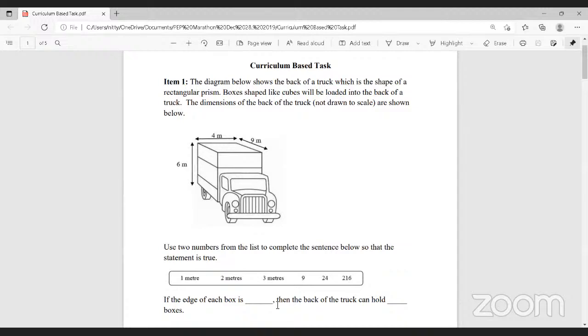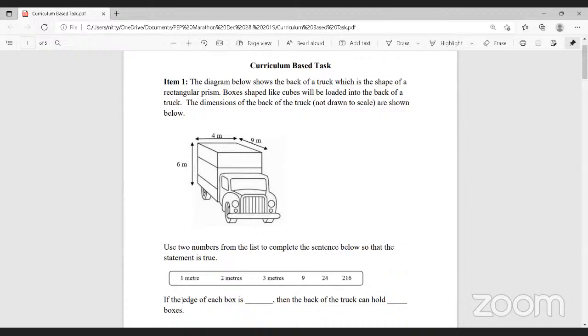Go ahead and think about this. Based on this item here, we are definitely looking at solids because it says rectangular prism. It says boxes shaped like cubes will be loaded into the back of this truck. And if we're thinking about cubes and loading in and looking at the dimensions, we're talking about the volume of the back of the truck as well. So we're going to use two of these numbers from the list to complete the sentence below to make the statement true. We have 1 meter, 2 meters, 3 meters, 9, 24, 216.